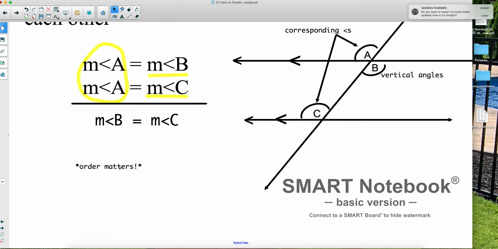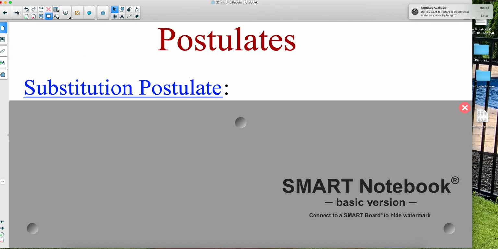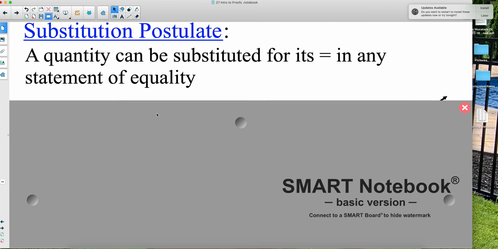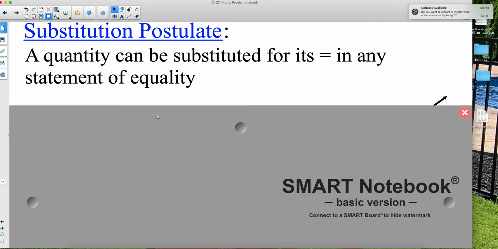Now, there's one that's very similar to the transitive property, and it's one that you've done a bunch of times, and that's the substitution postulate. Right, so substitution, like in anything, you take something out and you put something in. You put in its equal. So take a look at the substitution postulate that we have here. A quantity can be substituted for its equal in any statement of equality. Remember, this is a video. You could always pause and copy.